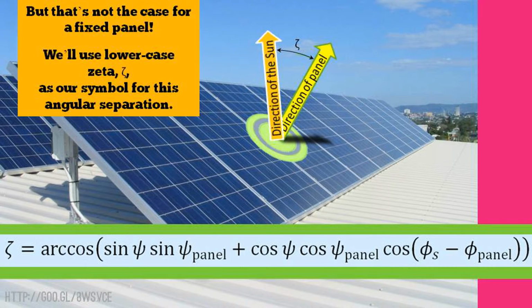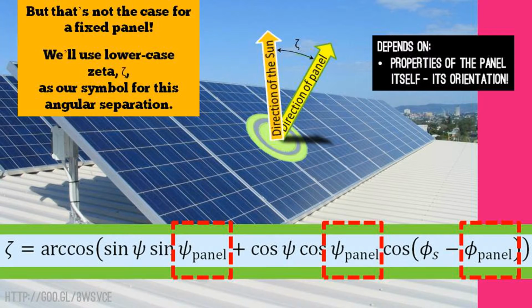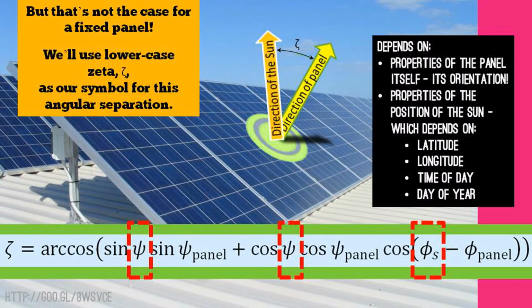And oh my, look at that, a whole mess of trig again. Lots and lots of trig functions, but notice what it depends on. There are going to be the properties of the panel itself, the elevation angle of the panel and the azimuth angle of the panel. And notice that there are also properties of the position of the sun in the sky, places like the elevation angle psi and the azimuth of the sun, phi s.